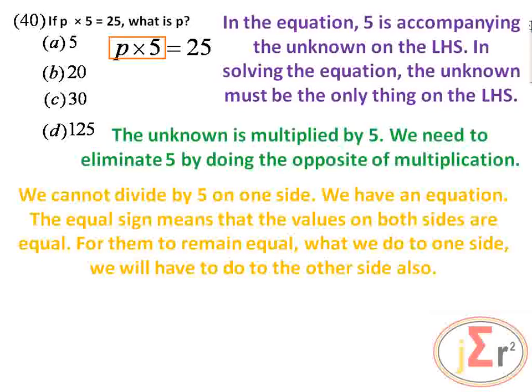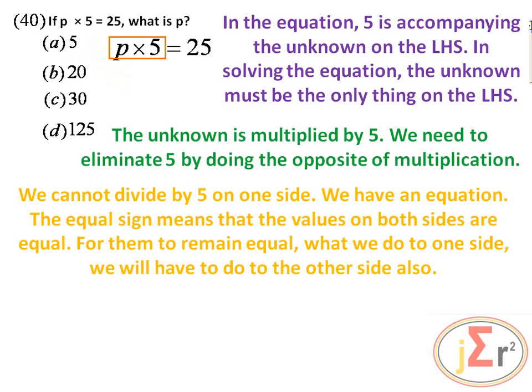We cannot divide by 5 on one side. We have an equation. The equal sign means that the values on both sides are equal. For them to remain equal, what we do to one side, we will have to do to the other side also. So P is the only thing that should be on that left-hand side. We need to therefore eliminate the 5 that we have multiplying.